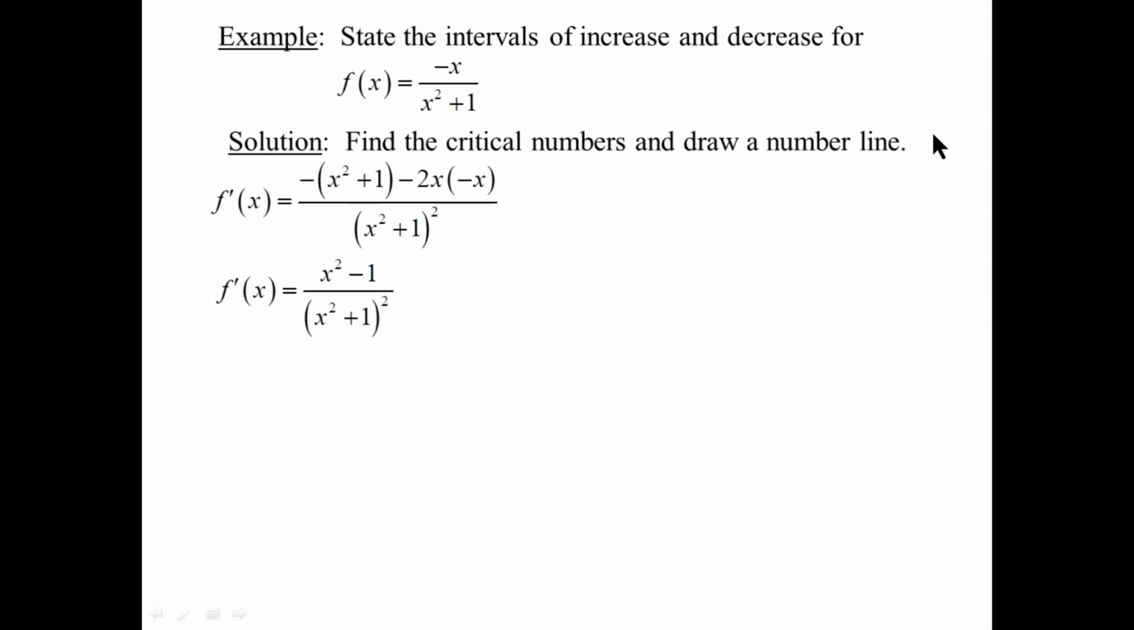Simplifying. And now we're looking for critical numbers. To do this, we have to set the derivative equal to 0, which means the entire fraction is 0, so just the numerator needs to be 0. And if x squared minus 1 equals 0, x equals plus or minus 1.